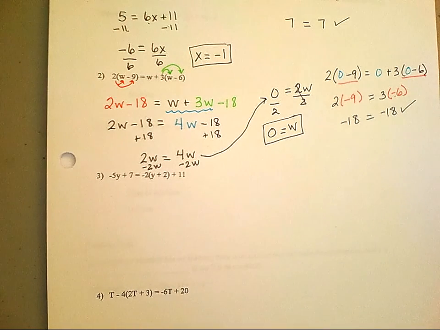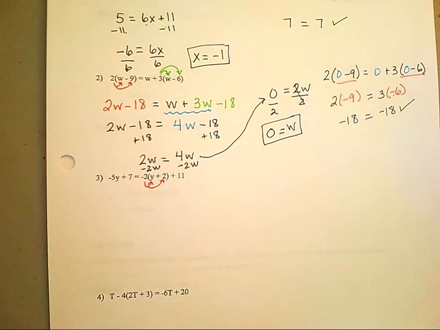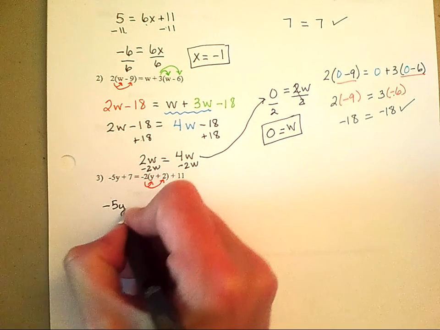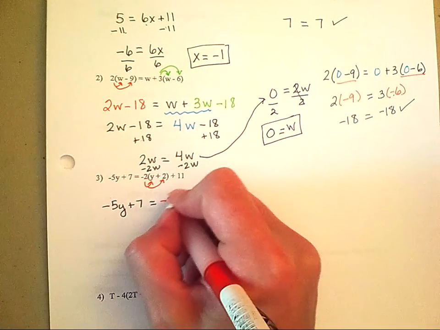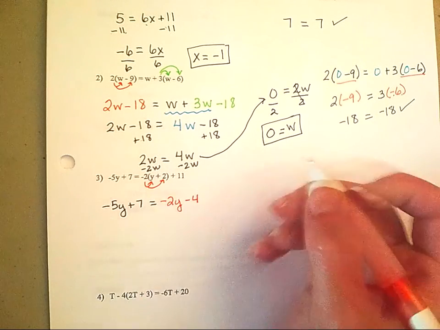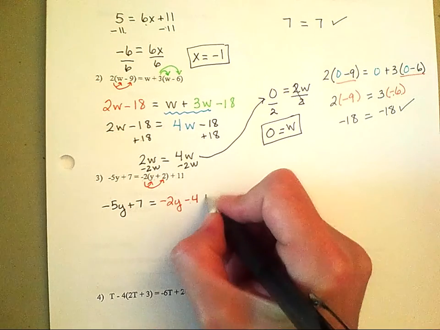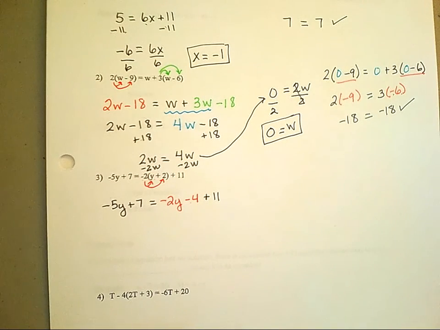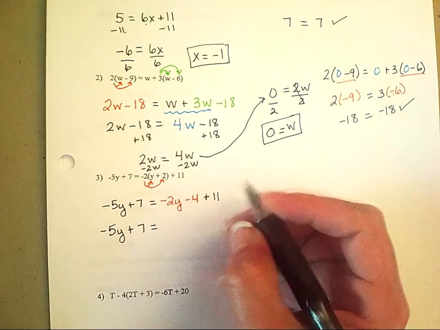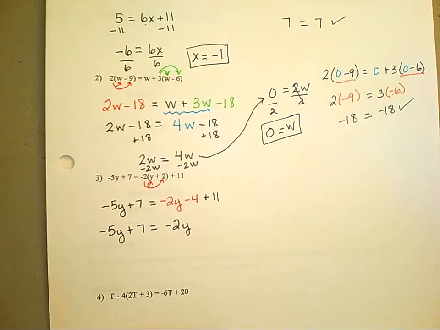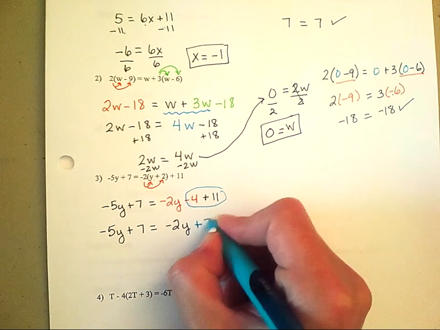Okay, let's try the next one. Again, we'll simplify on the right-hand side by distributing first. The left-hand side is already simplified. Minus 5y plus 7 is equal to negative 2 times y plus 2, distribute the negative, and then plus 11. The left-hand side is already simplified, so we'll just copy that. But on the right-hand side, negative 4 plus 11, that's 7.